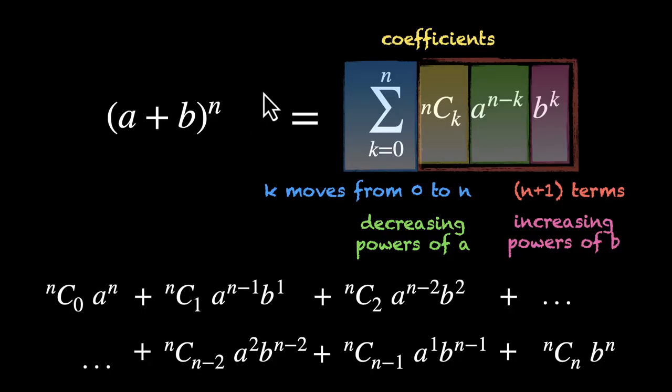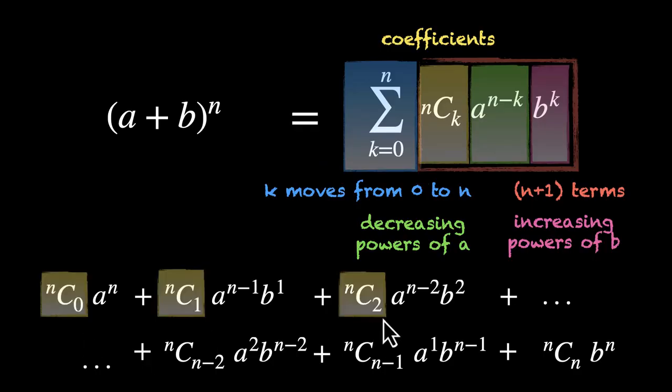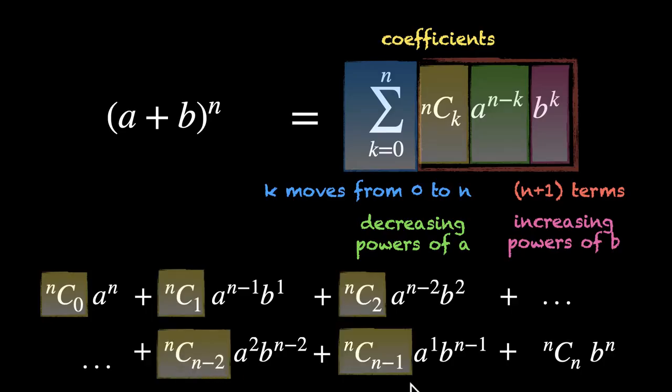Let's quickly look at the coefficients. For k equals 0, the first coefficient is nC0. Then we have nC1, nC2, and so on. This goes on to nC(n-2), nC(n-1), and finally nCn.